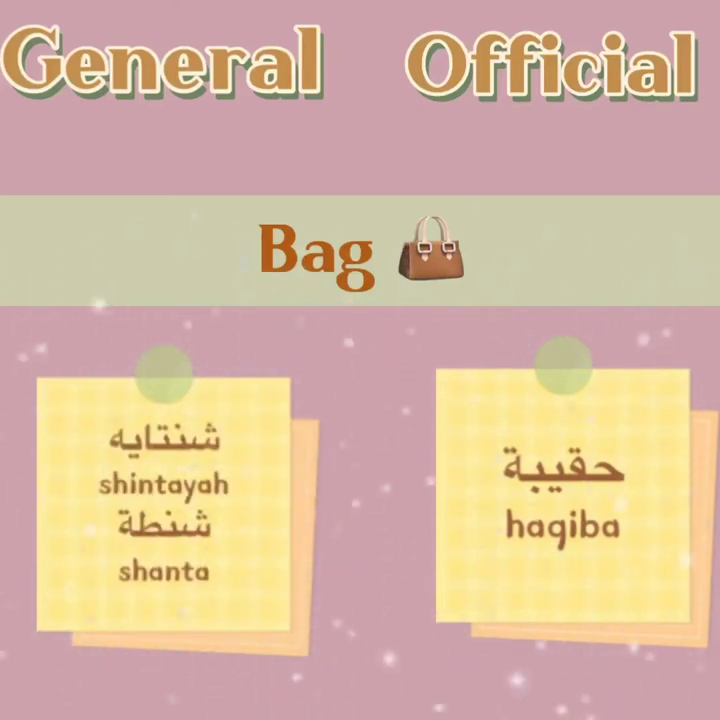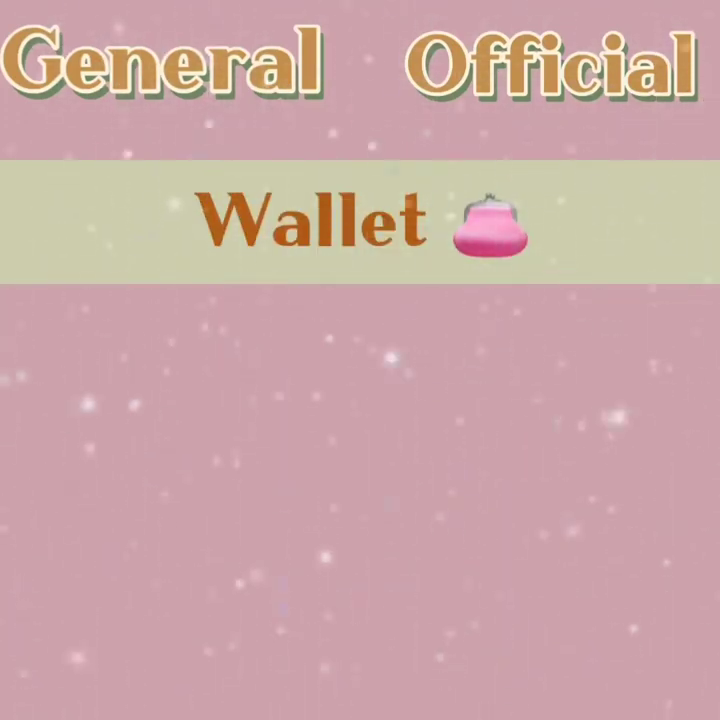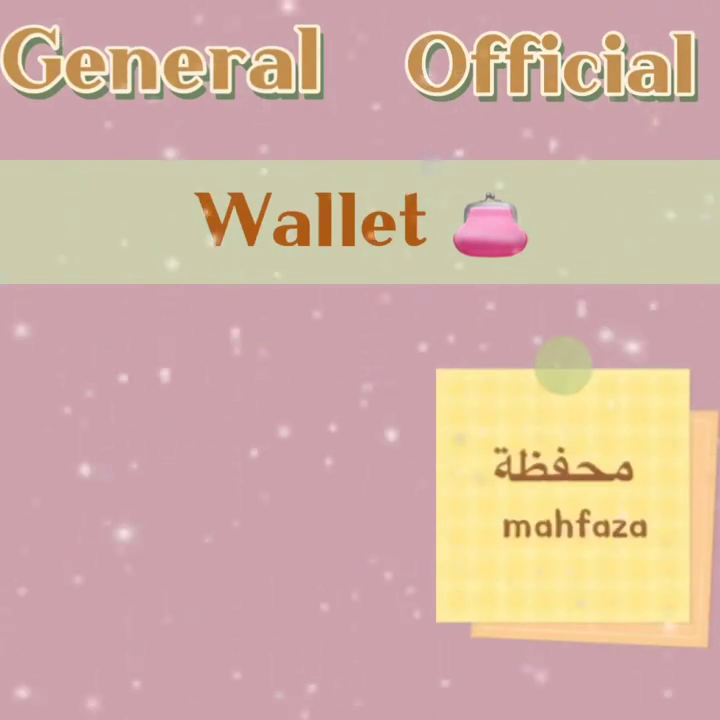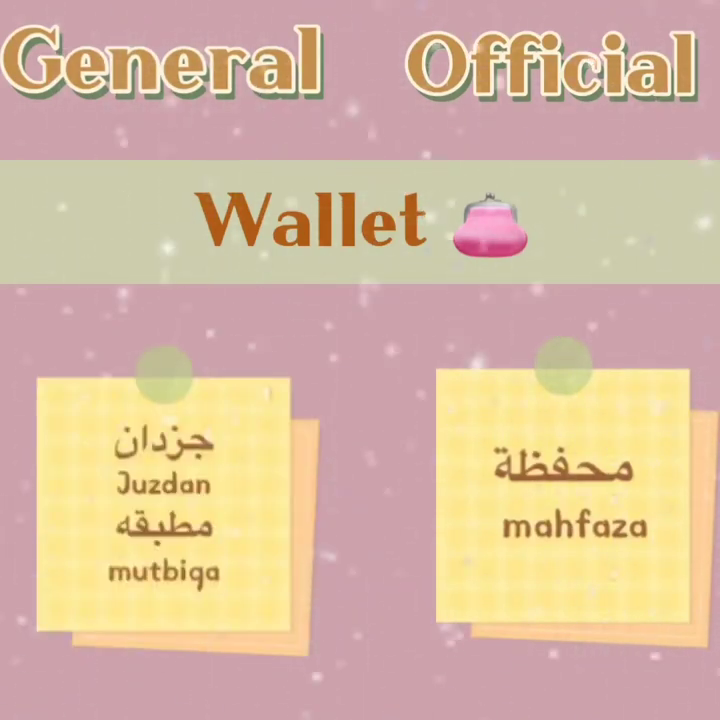In common, we called it شنطاية, or شنطة. Also, there is the wallet. The wallet, we called it for the official Arabic as محفظة. But in the general Arabic, we called it as جزدان or مطبقة. So there is محفظة in the official, but in the common Arabic, we call it as either جزدان or مطبقة.